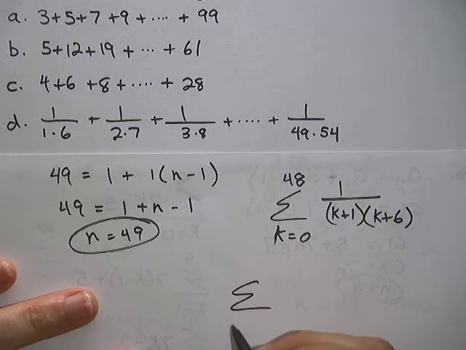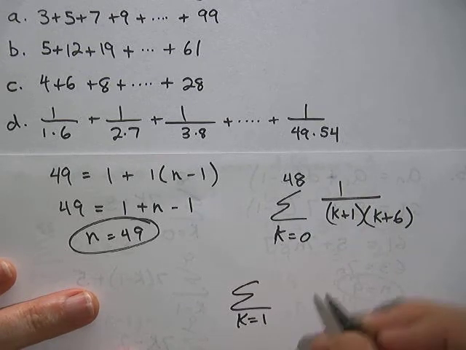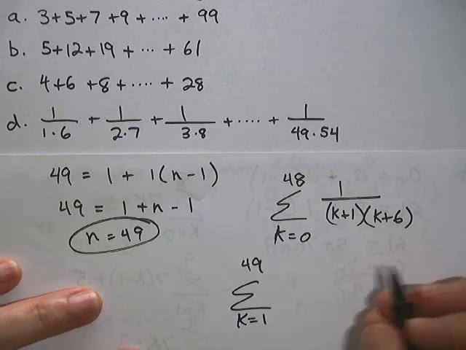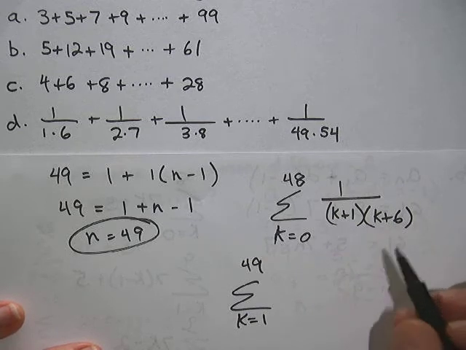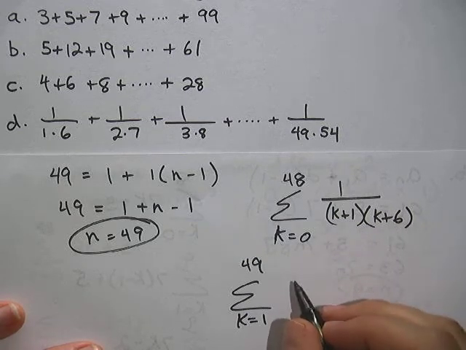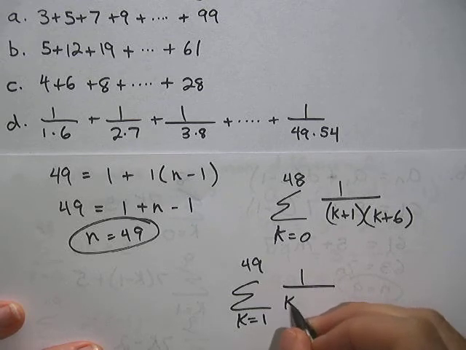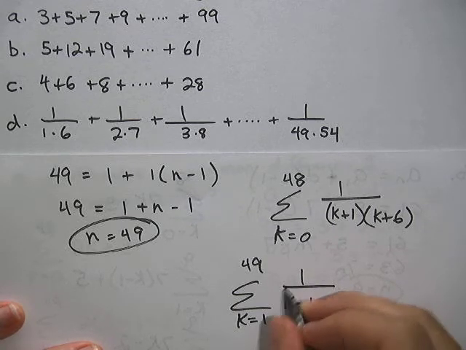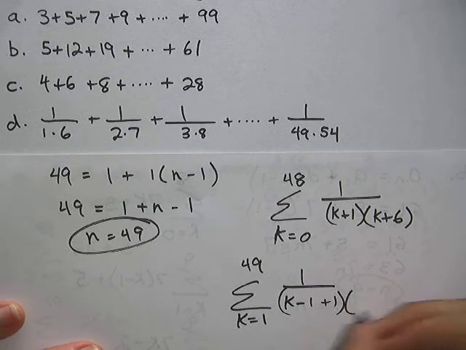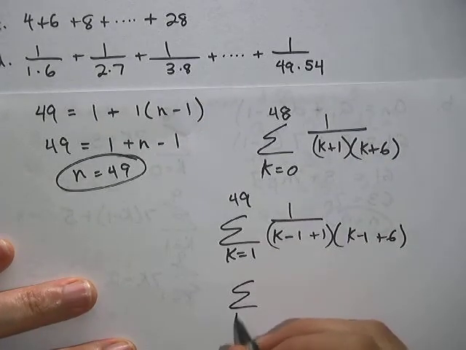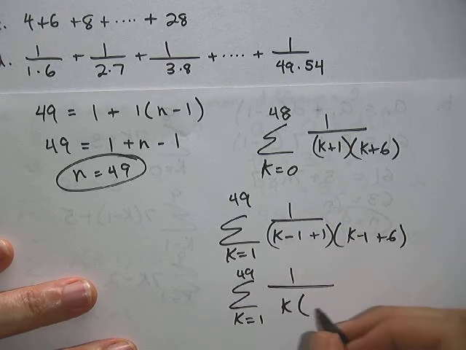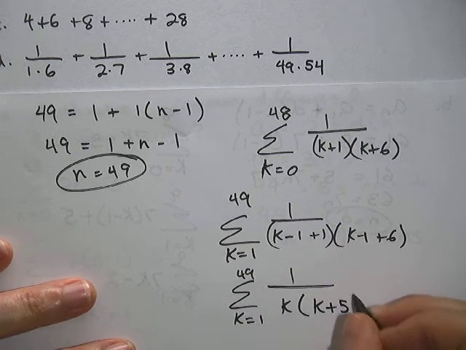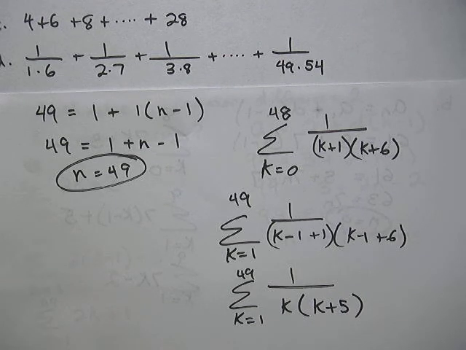Okay, so that is it for if you are k equals 0. Now let's do it for k equals 1 as we've done on all the other problems. So k equals 1 to 49. Okay, and that would be, we just subtract 1 from each one of these. So we substitute in a k minus 1, which basically means we subtract 1 from each one of these. So it would end up being 1 over, I'll write it out, k minus 1 plus 1 times k minus 1 plus 6. Okay, and that will end up being k equals 1 to 49, 1 over k times k plus 5. Okay, so that's two ways of writing the solution.